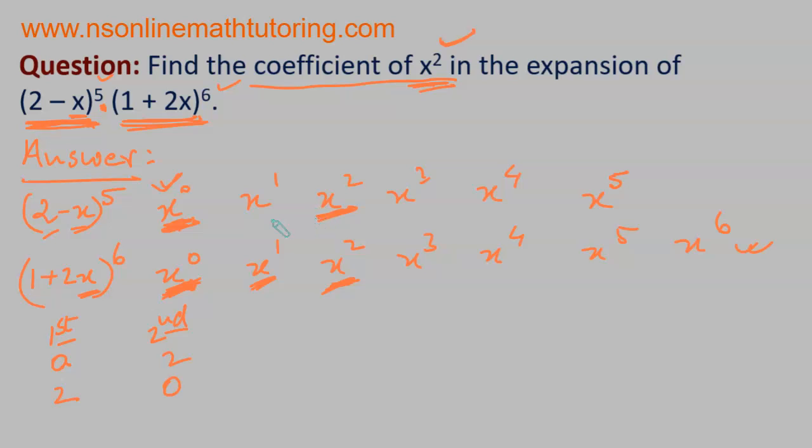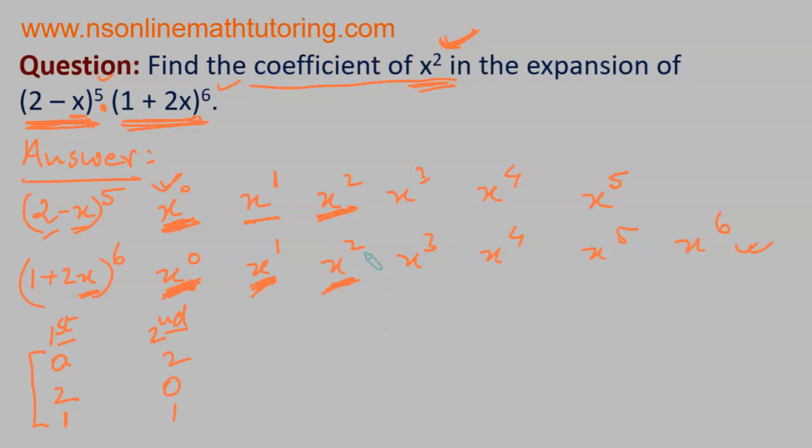Yes. If we multiply this term containing x to the power of 1 with this one, which is also containing x to the power of 1, we will be getting the product term containing x to the power of 2. So this is the third way of getting x to the power of 2 in the product term. And these are the only 3 ways of coming to x to the power of 2.